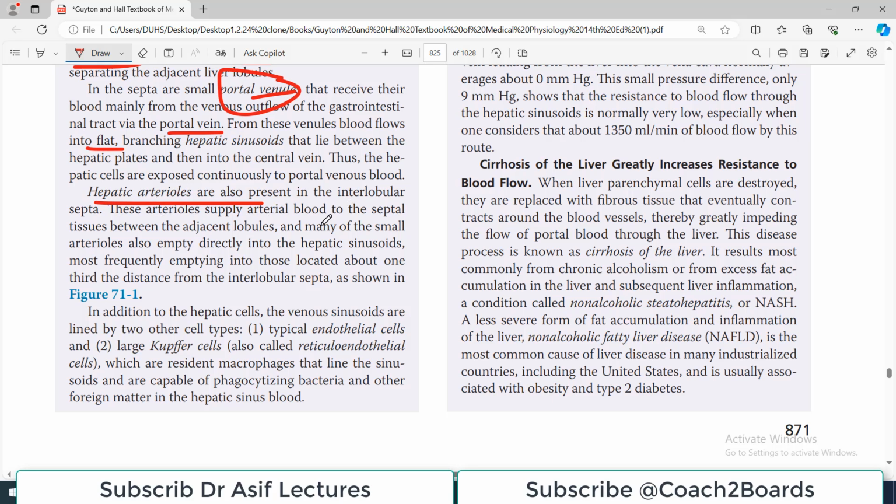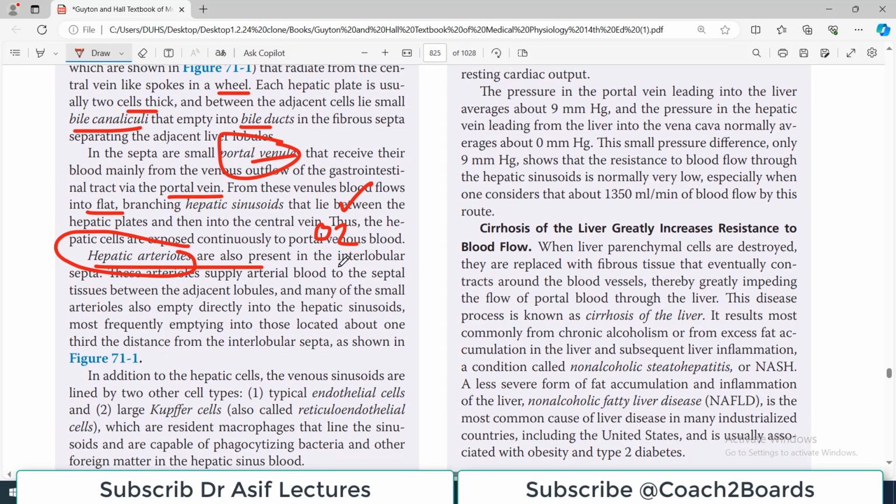These arterioles supply arterial blood to the septal tissue between the adjacent lobules. Obviously, the liver, like other organs, also needs oxygenated blood. So it gets oxygenated blood via the hepatic arterioles. It gets blood from the GI tract via the portal venules.